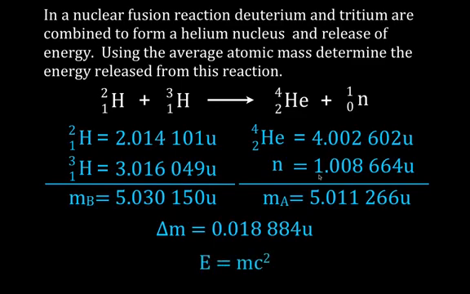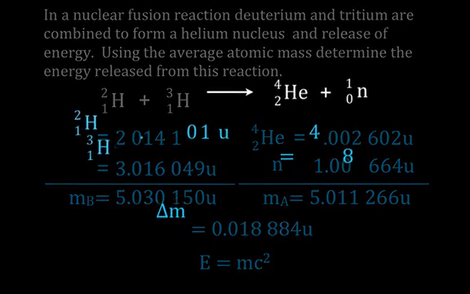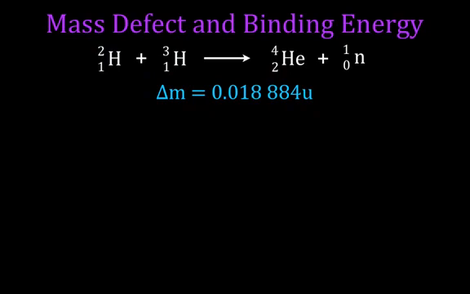We're going to start off by using Einstein's equation, E equals mc squared, to convert this mass into energy. Now the energy is given in joules when we use this equation. The mass has to be in kilograms, and we have atomic mass units, and then we're going to multiply that by c squared, where c is the speed of light. So in order to use this equation, we first have to convert our atomic mass units, our mass defect, into kilograms.